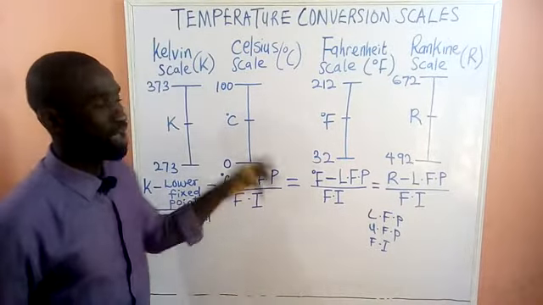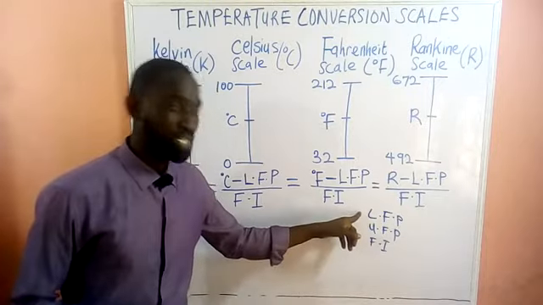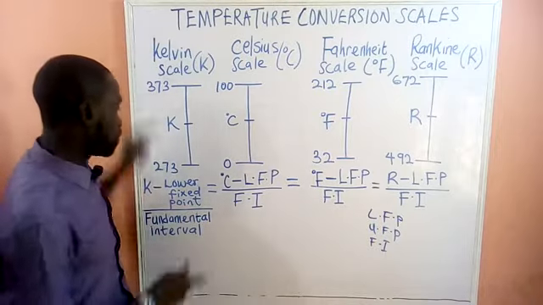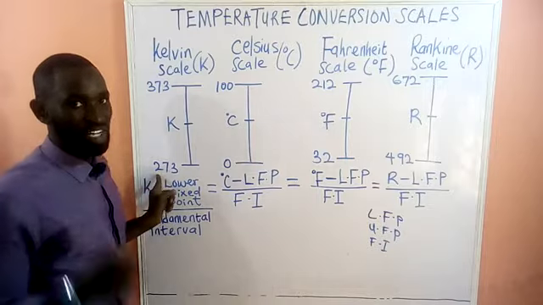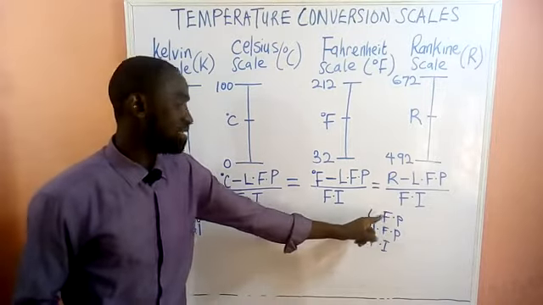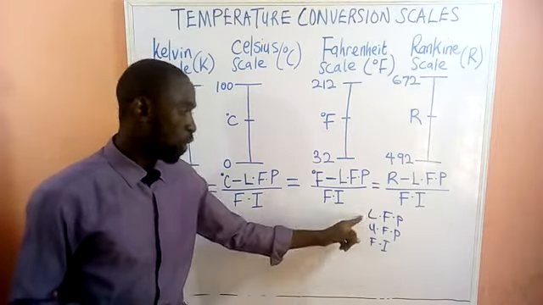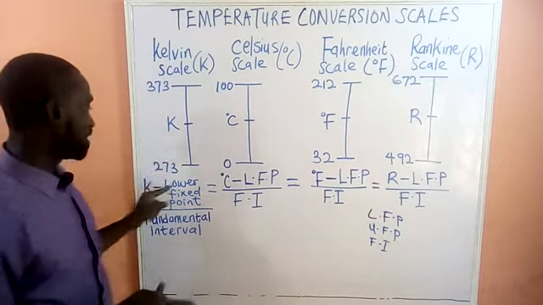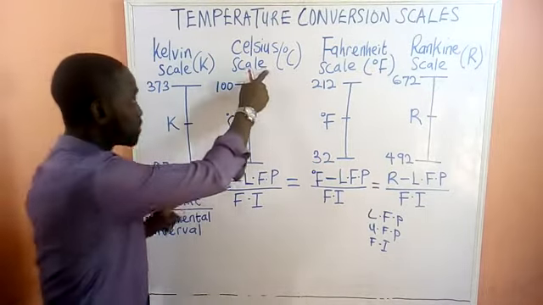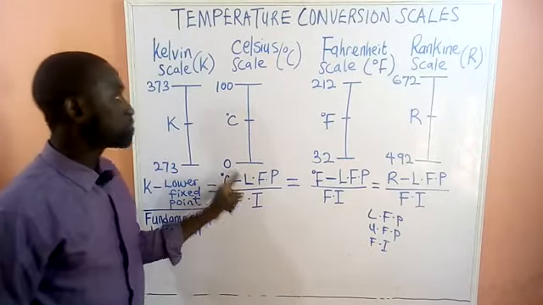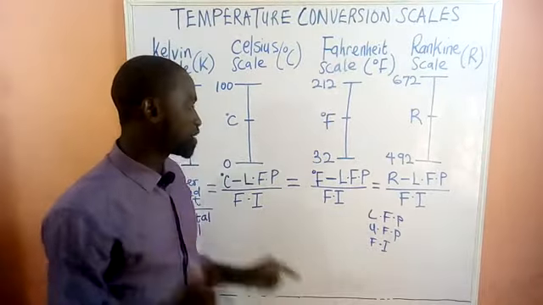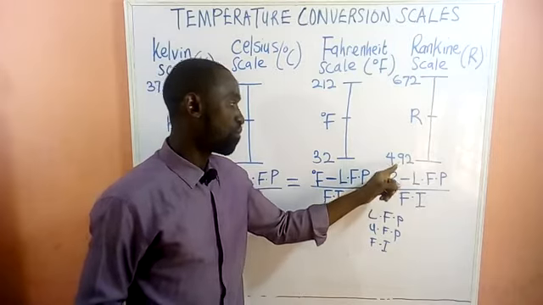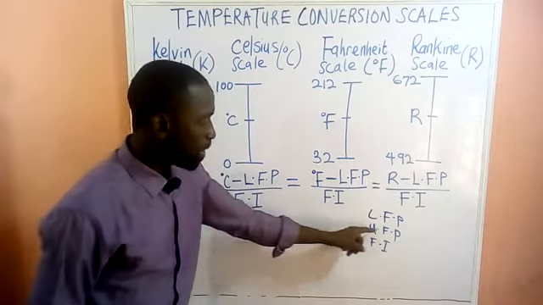Each of these scales has what we call the lower fixed point, and each of these scales has what we call the upper fixed point. To the Kelvin scale, 273 is the lower fixed point. I use LFP to denote lower fixed point. To the Celsius scale, the lower fixed point is 0. To the Fahrenheit scale, the lower fixed point is 32. And to the Rankine scale, the lower fixed point is 492.